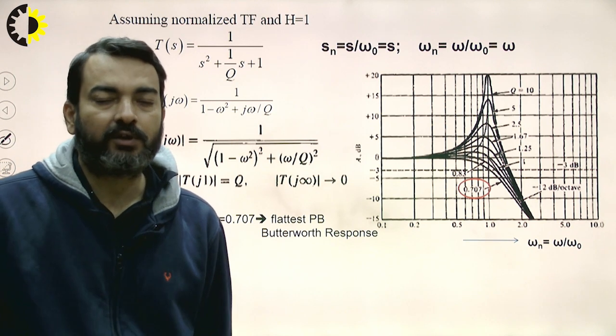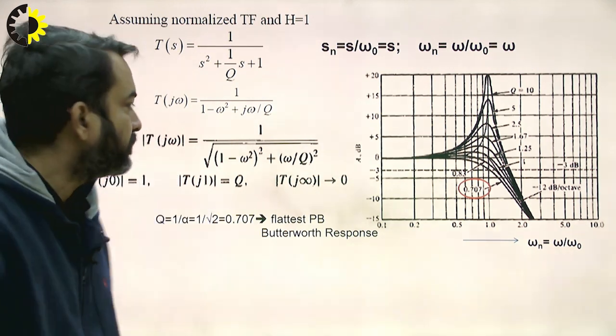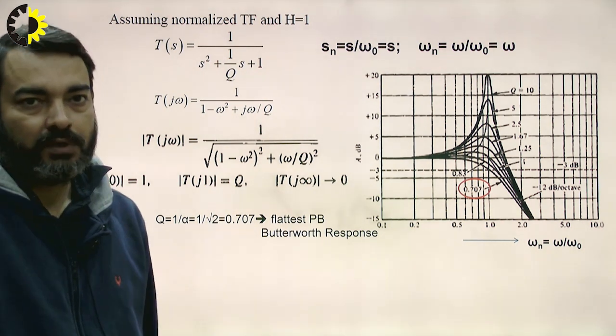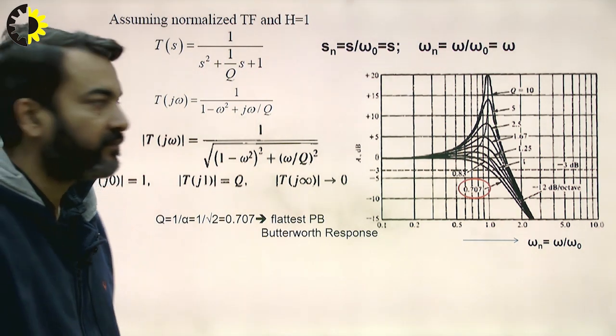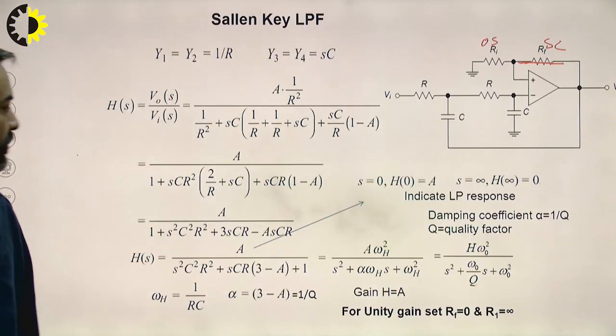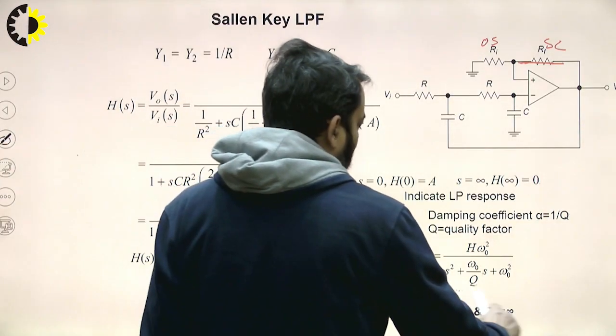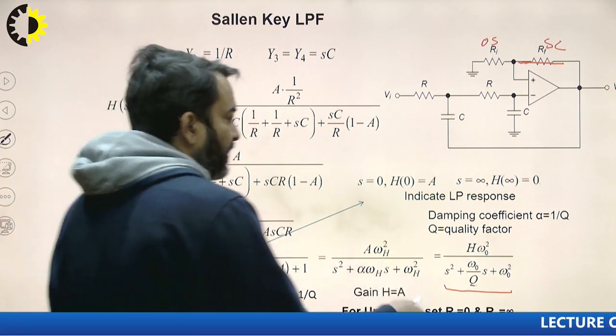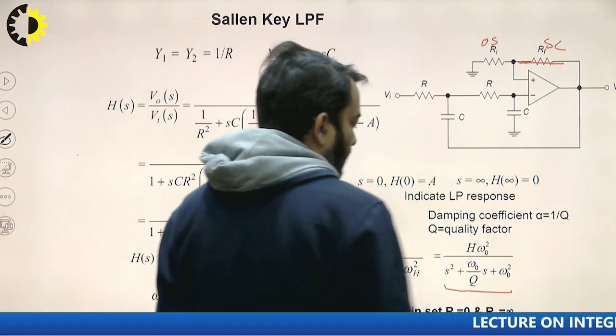Now one important point which we will see: what should be the value of Q? So here, first we have normalized this transfer function. This is the standard low pass transfer function. So what is the meaning of normalizing this transfer function?